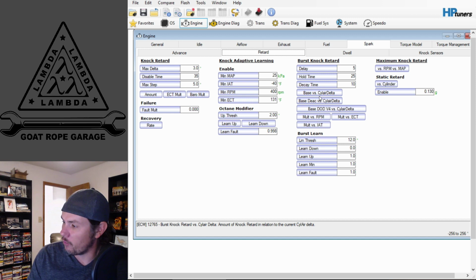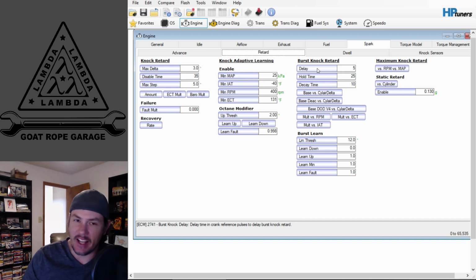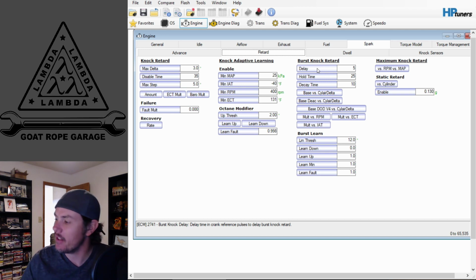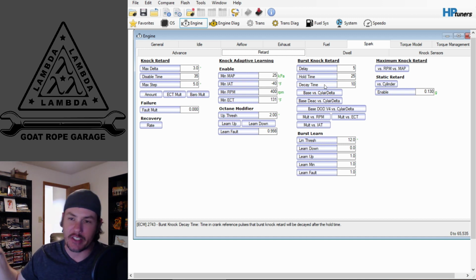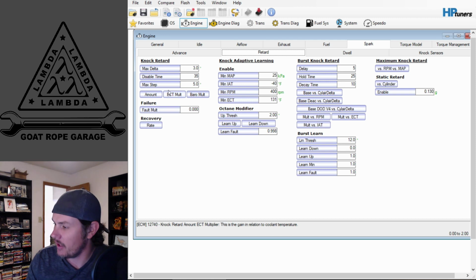Whenever we look at burst knock retard, you've got things like delay, hold time, decay time. The delay is how long it waits before it starts lowering your timing. The hold time is how long it holds the new timing adjustment before it makes another adjustment. And then the decay is how long you have to go without knock before it starts going back from the low octane table to the high octane table.